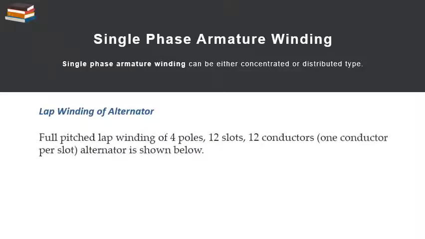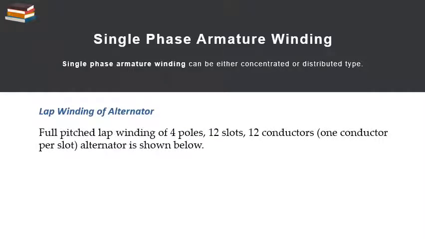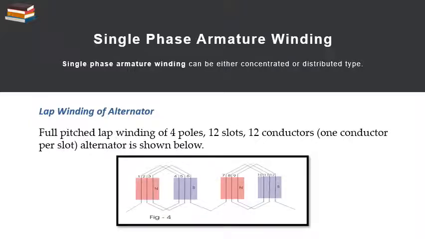Next is lap winding of alternator. Full pitch lap winding of 4 pole, 12 slots, 12 conductors alternator is so built. So this is the diagram of full pitch lap winding. Here, 4 pole, 12 slot and 12 conductor. This is the 4 pole, pole 1, 2, 3 and 4. This is the 12 conductor, 1, 2, to 12, and the 12 slots.